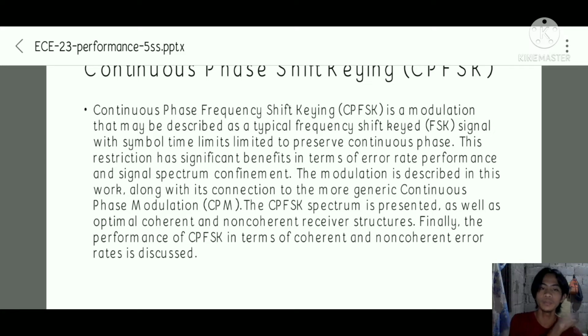The CPFSK spectrum is presented as well as optimal coherent and non-coherent receiver structure. Finally, the performance of CPFSK in terms of coherent and non-coherent error rate is discussed.